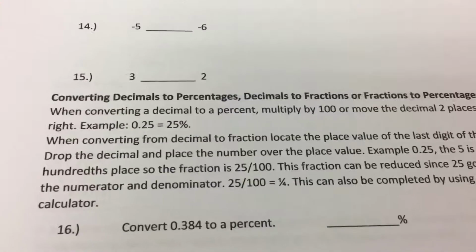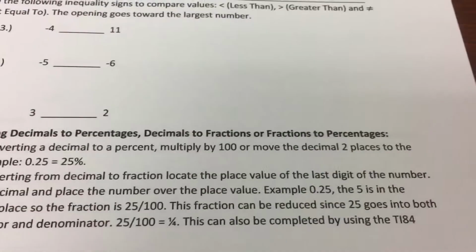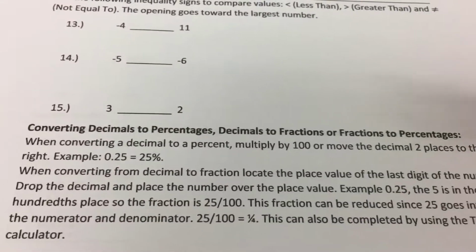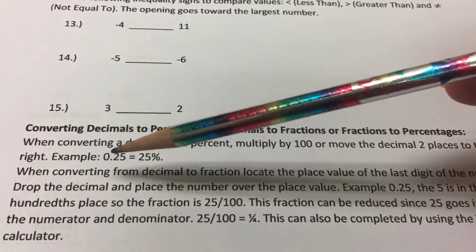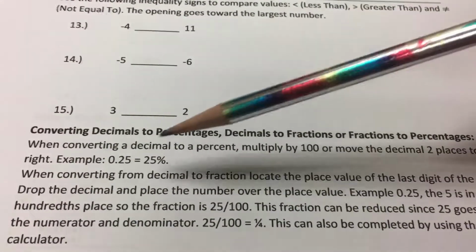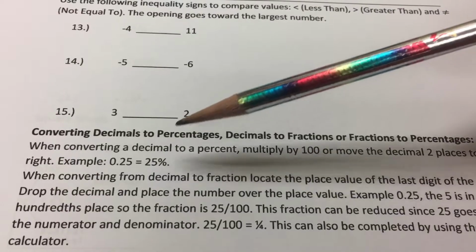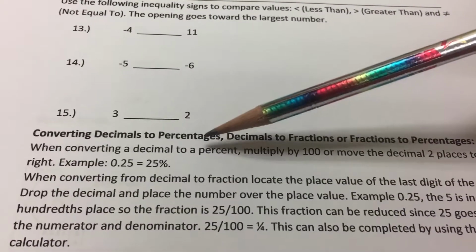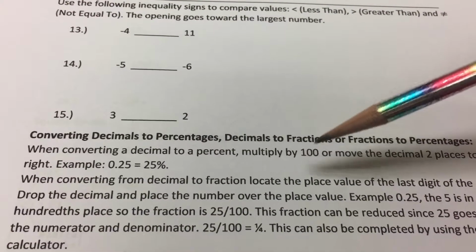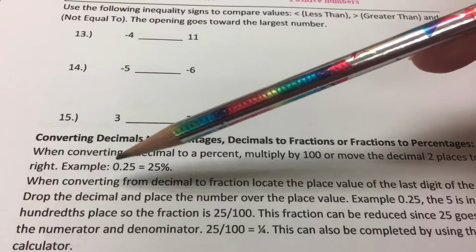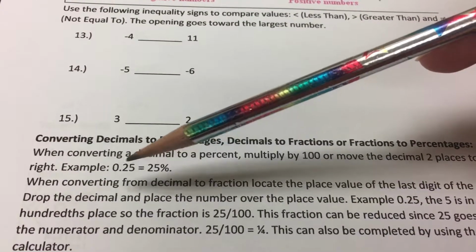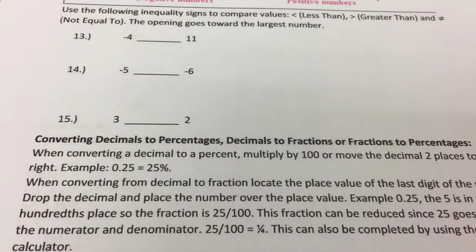Next part says converting decimals to percentages, okay? And to convert a decimal to a percent, like 0.25, okay, that's the decimal. If I want to convert it to a percentage, all percents are based on 100, so you multiply by 100. All it really does is move your decimal 2 places. So if I move that 2 places, I got 25%.